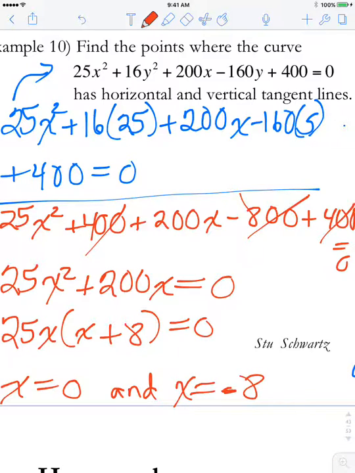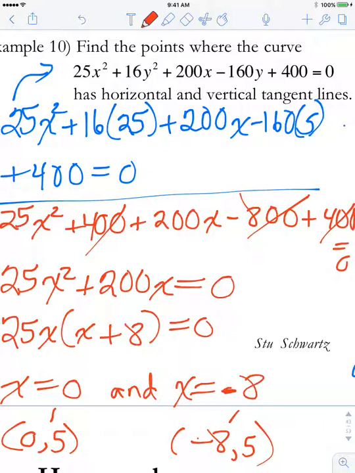Now remember what y value we plugged in to get this 0 and to get this -8? We plugged in y equals 5. So the ordered pairs that are going to give us undefined tangent lines, or vertical tangent lines, are at the points 0, 5 and -8, 5. And now number 10 is done.